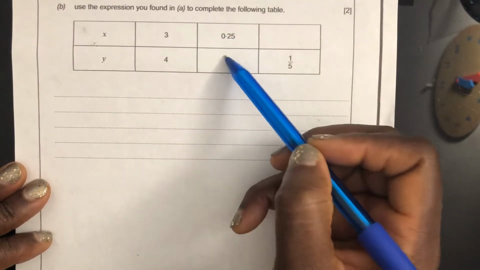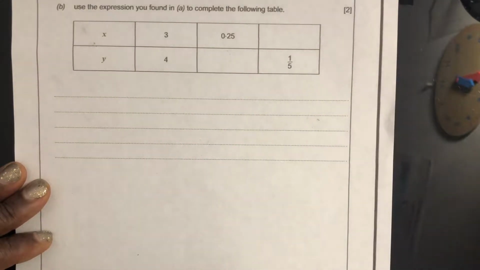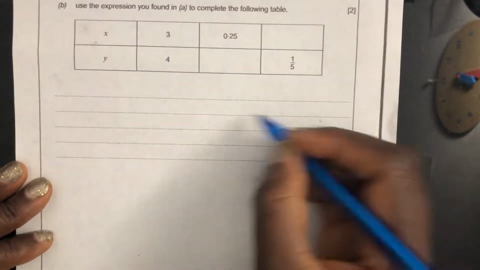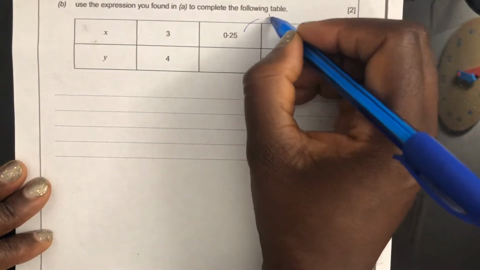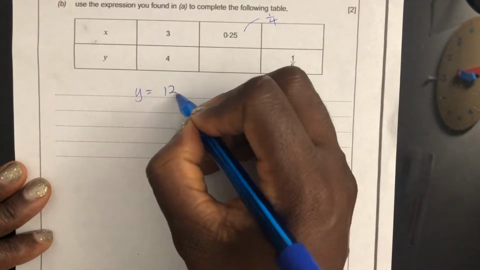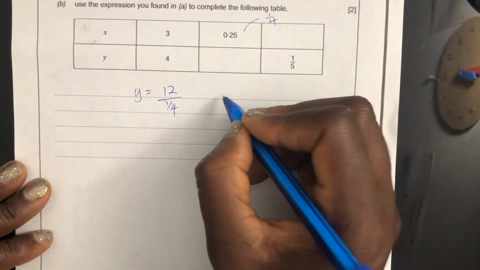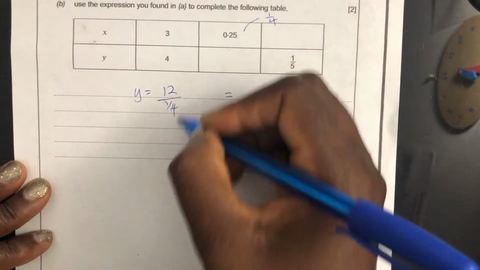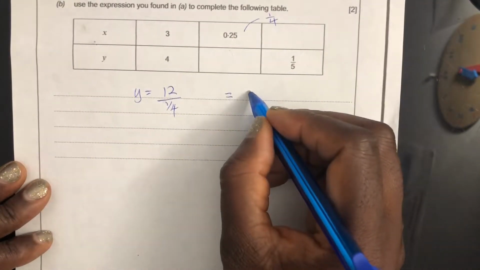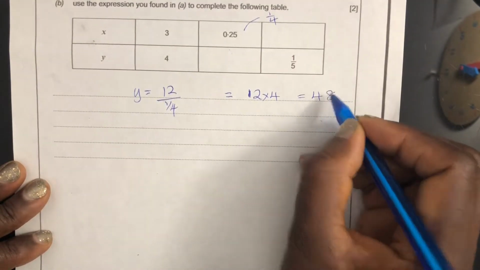The one that is missing here in the first empty box is y. We're given that x is equal to 0.25, and we want to find y. 0.25, if I rewrite it, is 1 over 4. So y is equal to 12 divided by 1 over 4. If we work this out, we're going to end up with y is equal to 12 times 4, and that's going to give us 48.